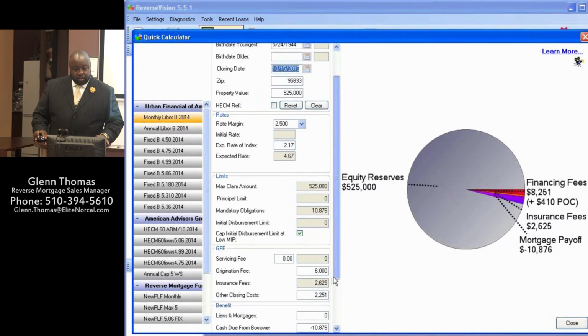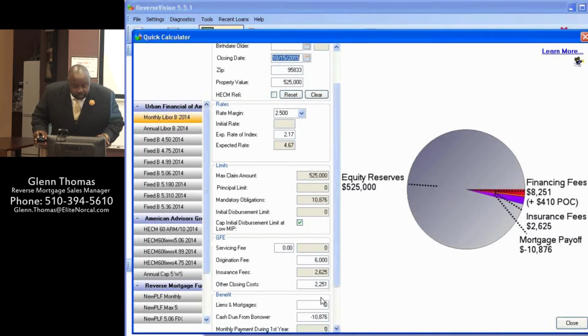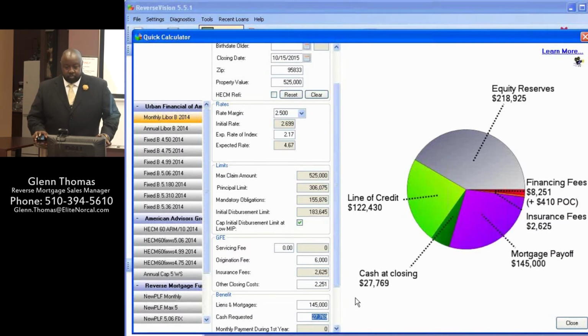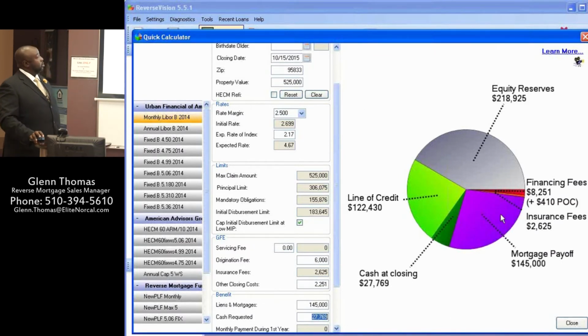And let's say you got a mortgage on here of $145,000. All right, so in this scenario, I understand you got a $145,000 mortgage. Great. What we can do is go ahead and give you the reverse mortgage. We're going to pay off that, and at closing, we're going to give you $27,769 in cash to do as you want.